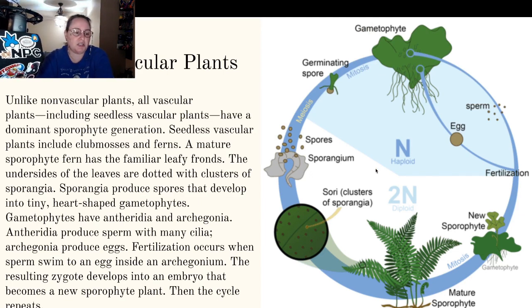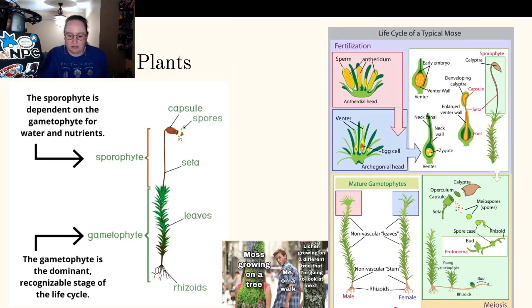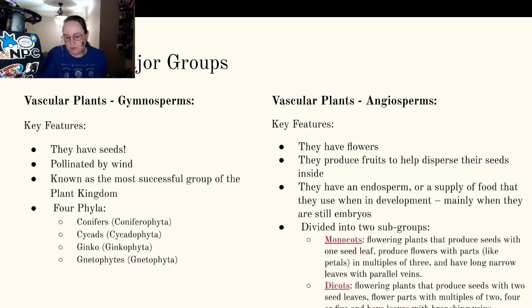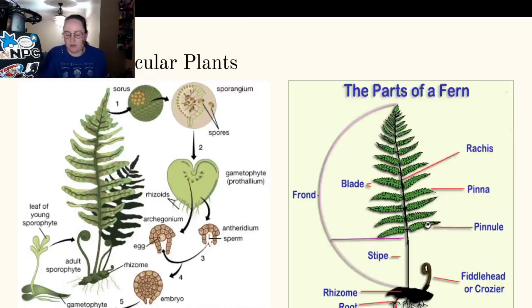So a mature sporophyte fern has those familiar leafy fronds, and they actually do not have true roots, so we're still not to the true roots. They have rhizomes. So if you go over here, these are the rhizomes. Now it's fun because the rhizome technically is the stem.